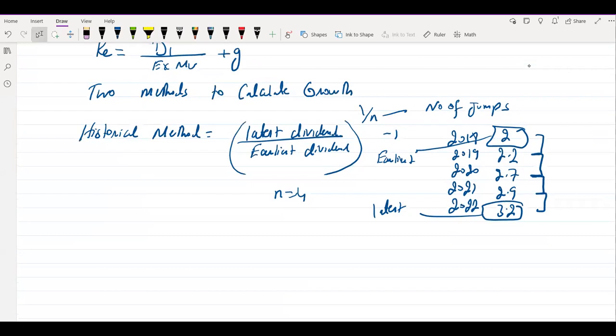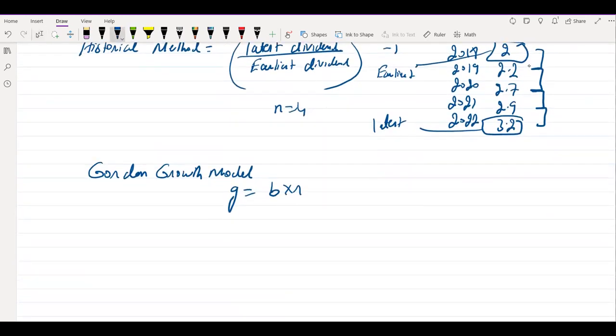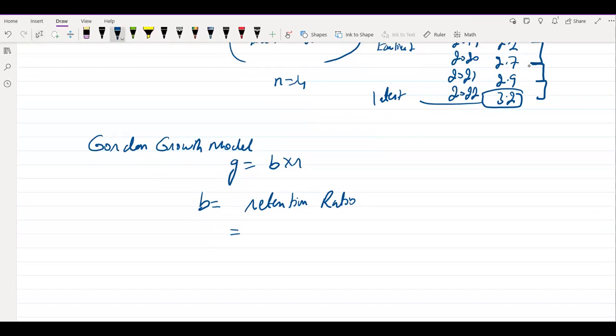Okay. There is another method to calculate growth, that is the Gordon growth model. The formula is, by the way, very simple. That is g is equal to b into r. The formula is very easy, b into r. What is b, what is r? b is the retention ratio. Retention ratio: how much you will retain, that is the retention ratio. The explanation of retention ratio: 1 minus dividend payout ratio.